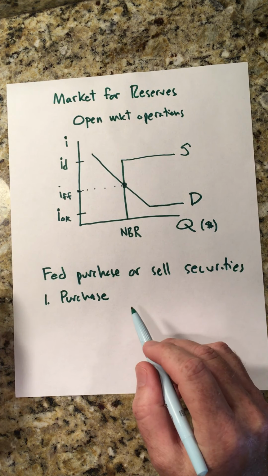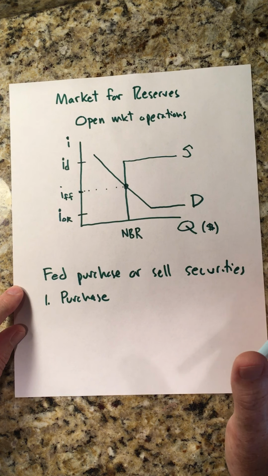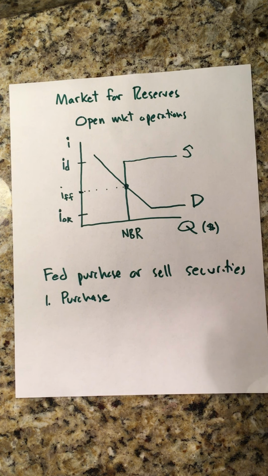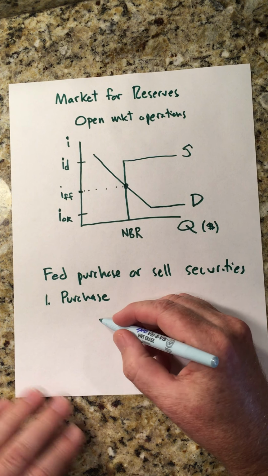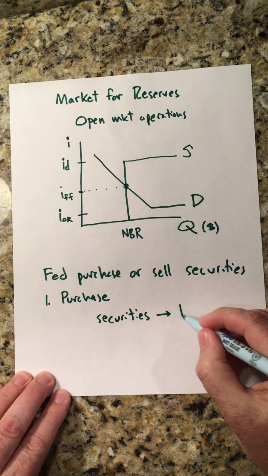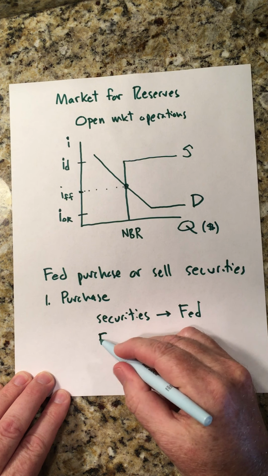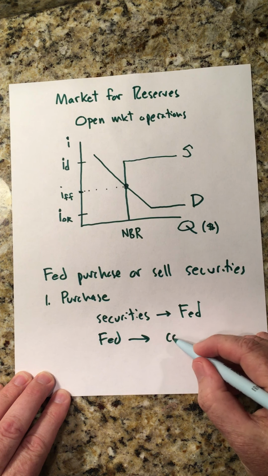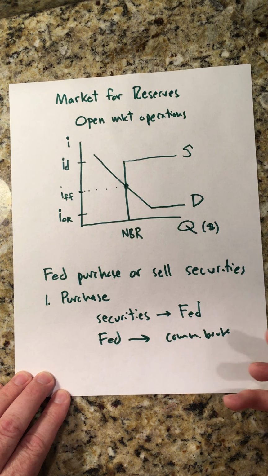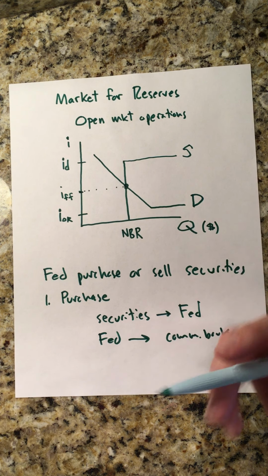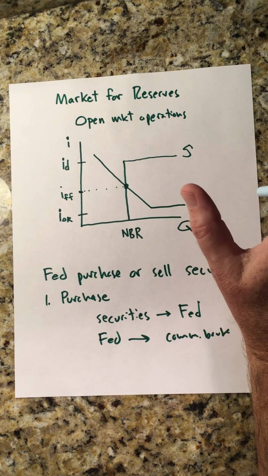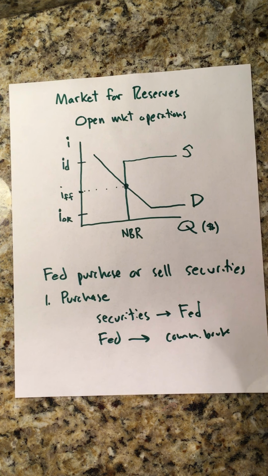So for a purchase, how does this work? What the Fed does is go into the financial markets, buy the securities from a commercial bank, and then compensate the commercial bank for the securities. The securities go to the Fed, and the Fed compensates the commercial bank with reserves. So when the Fed buys those securities, they take the securities out of the economy and push reserves in. And the reserves go to the commercial banks that they bought the securities from.